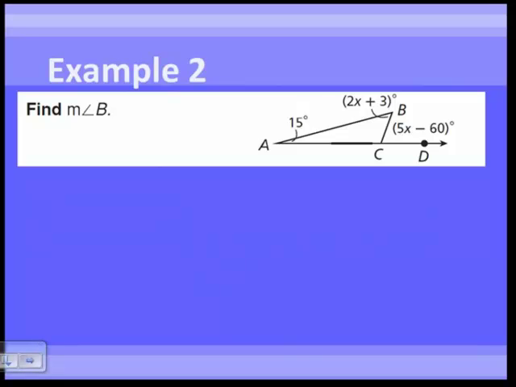Okay, so let's do a quick example with the exterior angle theorem. For this one, our exterior angle is angle BCD, and our two remote interiors are angle A and angle B. So these are the remote interiors, and this is the exterior angle. So we know that 5x minus 60 is equal to 2x plus 3 plus 15. That gives us 5x minus 60 is equal to 2x plus 18. And that gives us 3x is equal to 78.